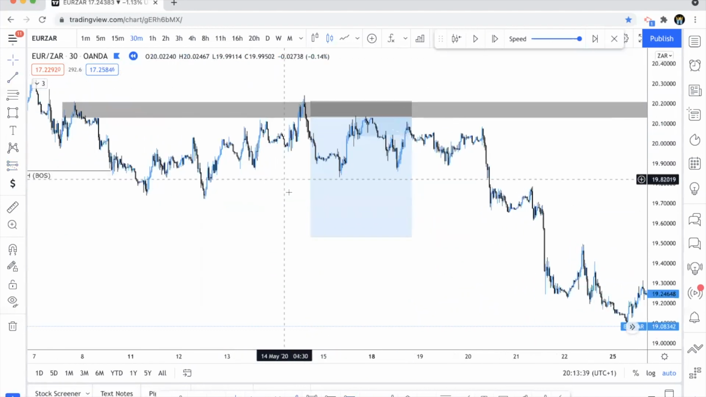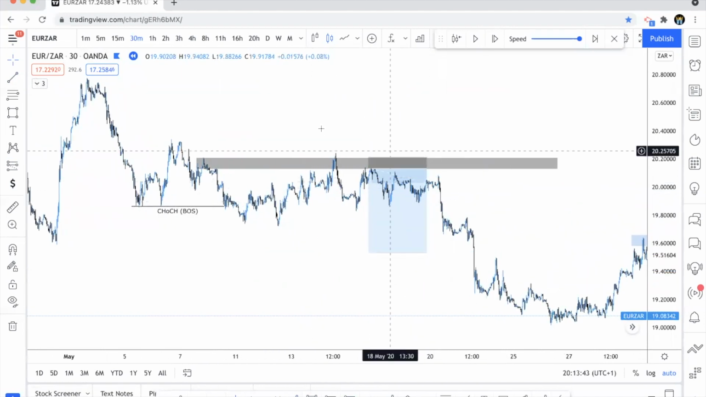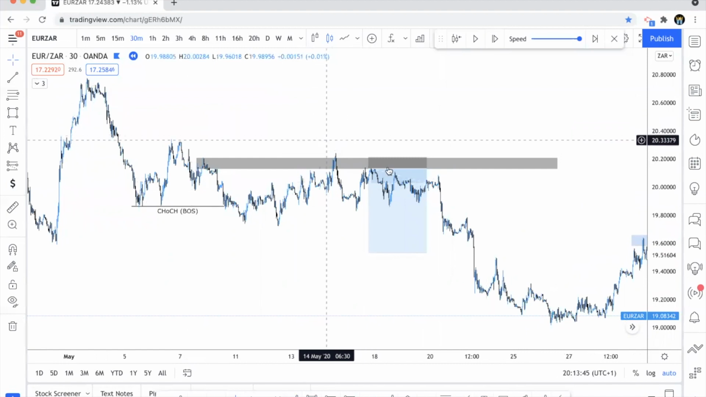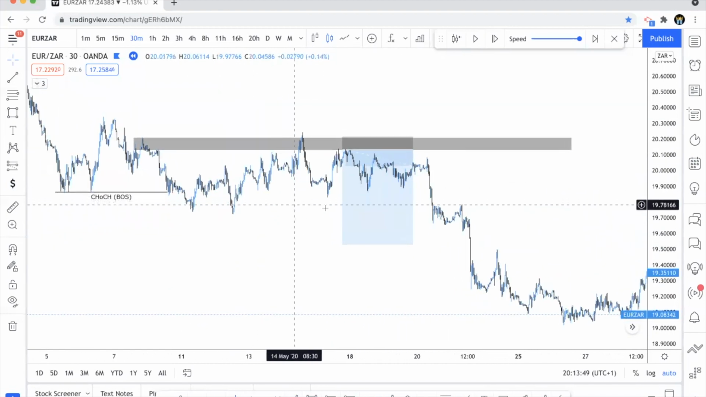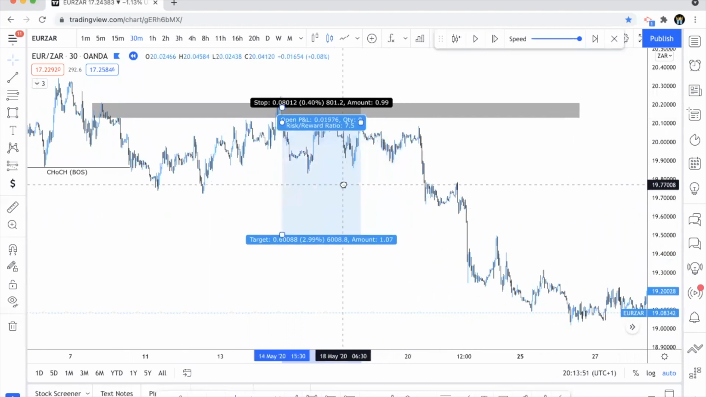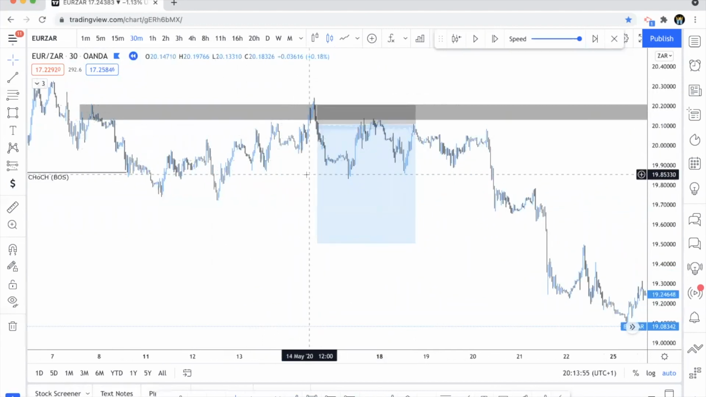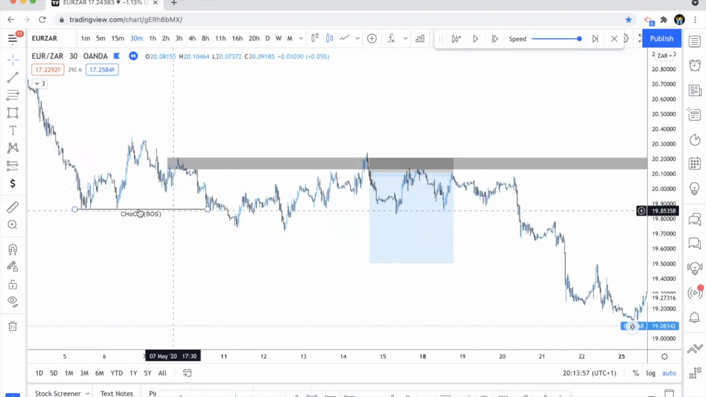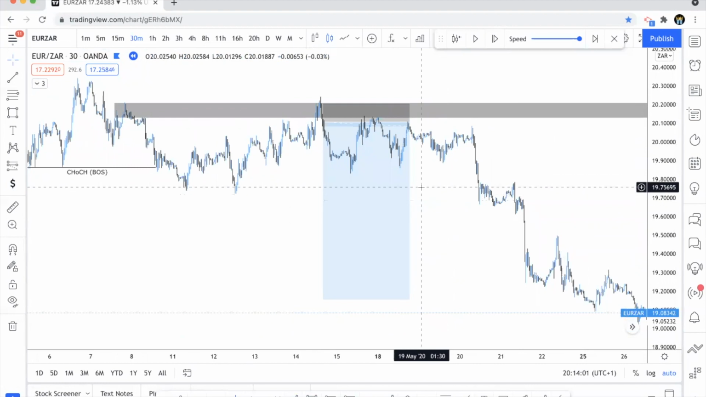But I don't advise that, because every time we go on lower time frames, we need to wait for more Chotches. That's just the safest way to take a trade. I would not necessarily just take a sell here just because the market's broken structure here and now we're waiting for a pullback and now we're going to sell. No, I don't do that at all.